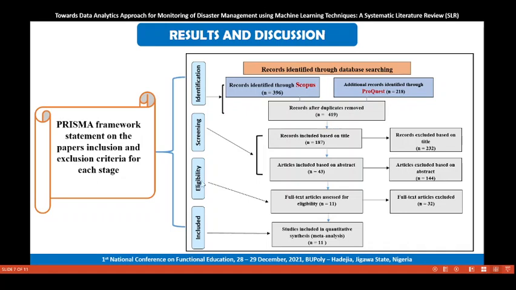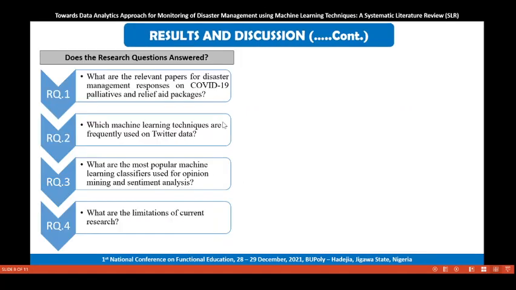Then the next thing is eligibility. The full text article assessment for the eligibility is 11. After the screening, only 11 papers that are relevant to this research have been chosen, and 32 were excluded. So finally 11 papers were relevant to this research. So this is the result. These articles were directly related to this research. This is the continuation of the result and discussion.